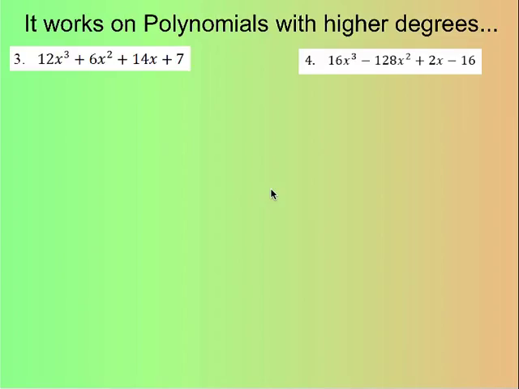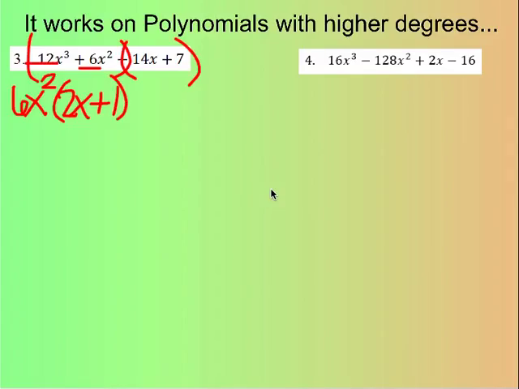So now let's take a look at number 3. So the biggest thing to know is that this is also going to work for higher degrees. So let's go ahead and take a look at this first one. So really it's going to be the same thing that we've just been doing. Between 12 and 6, we can take out a 6. But then between x cubed and x squared, we can actually take out an x squared. So I'm dividing each of those terms by 6x squared. Well, 12 divided by 6 is 2. X cubed divided by x squared is just x. And then 6 divided by 6 is 1, and x squared divided by x squared is 1. So that's going to be a 1.